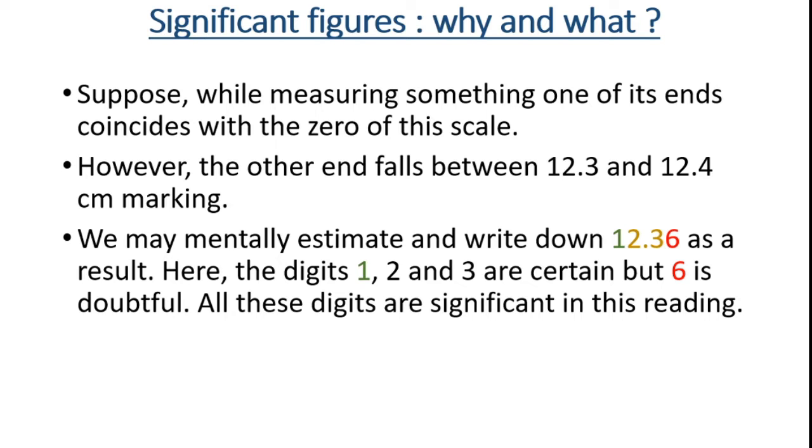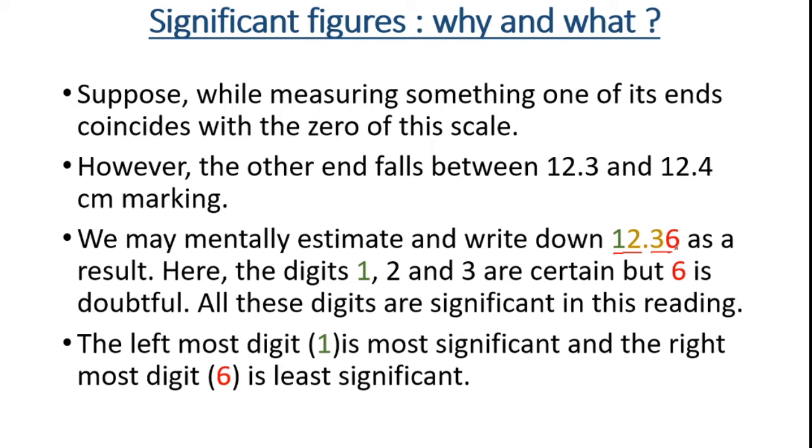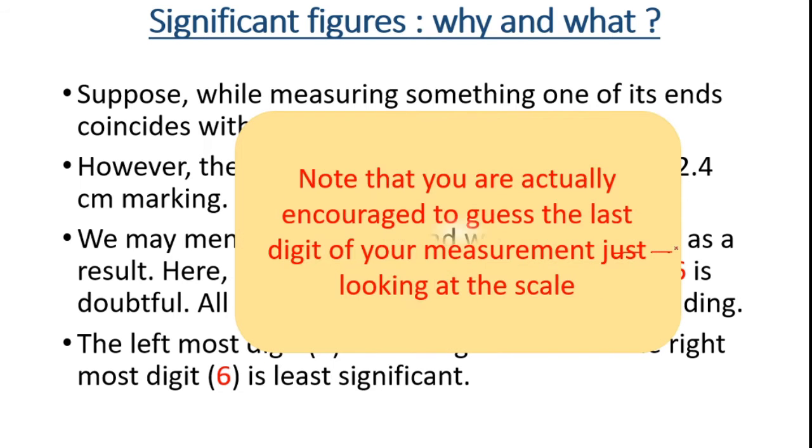Here, the digits 1, 2 and 3 are certain, but 6 is doubtful. As we already know that our measurement is more than 12, and also more than 12.3, but we are not sure how much more because it doesn't match with any other marking, and it can very well be 12.37 or 12.38 or 12.35. Notice, however, that 4 of these digits are significant in this particular reading. The leftmost digit, that is 1, is the most significant one, and the rightmost digit, that is 6, is the least significant figure. Note that you are actually encouraged to guess the last digit of the measurement just by looking at the scale.